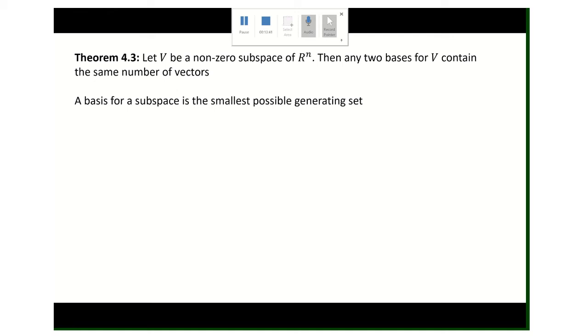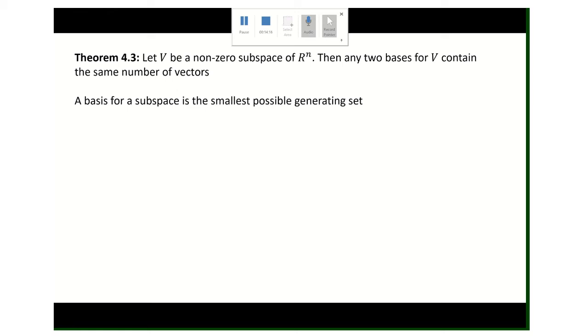Which leads to this theorem. If we have a non-zero subspace, some subspace of Rn, and we have two bases, as I just said, they can be two different sets of vectors. But what you will find is that no matter what basis you get, they're always going to have the same number of vectors. Okay? So a basis for a subspace is always going to have the same number of vectors, even if those vectors are different.